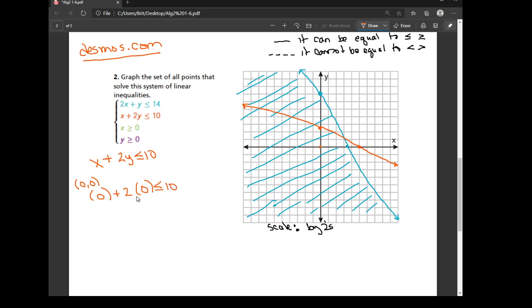Now 2 times 0 is 0. So 0 plus 0 is 0, which is less than or equal to 10. And then I have to ask myself, is 0 less than or equal to 10? Well, it is. So when I go to shade this orange line, I would shade in the direction of that 0, 0.